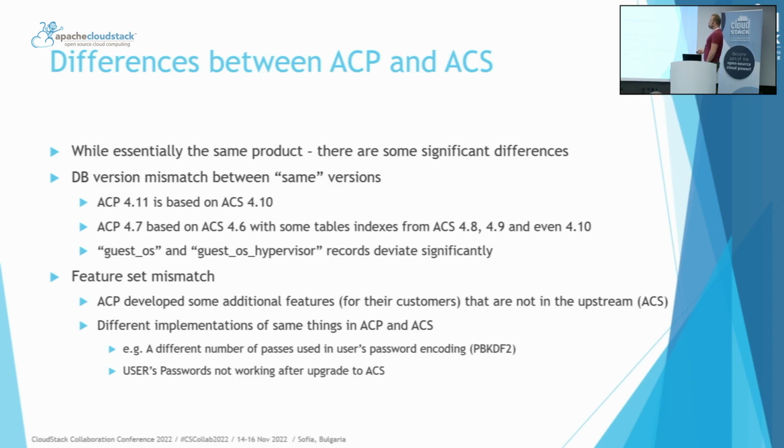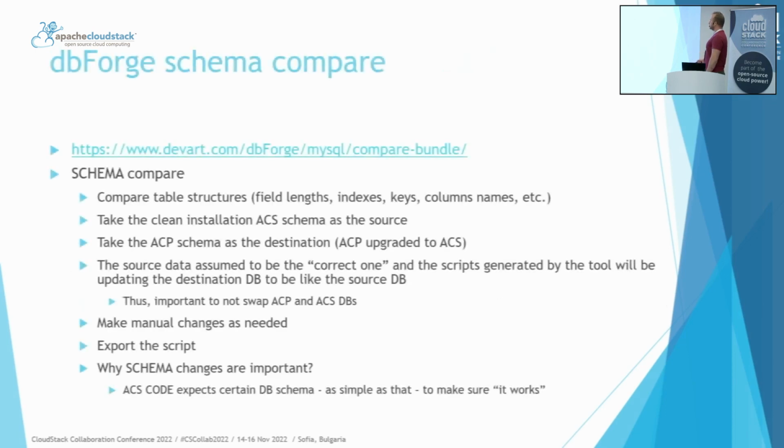Then again, we have a feature set mismatch. For example, CloudPlatform developed for their customers some special features which unfortunately were not committed to the upstream version of CloudStack. Also some different implementations of the same thing. For example, the number of passes in the password encoding using the given hashing algorithm is different, because in CloudStack it was implemented a bit later than in CloudPlatform and with more passes. So when you upgrade, none of your users can log in, which is not an interesting thing to have. Obviously, there are fixes for this.